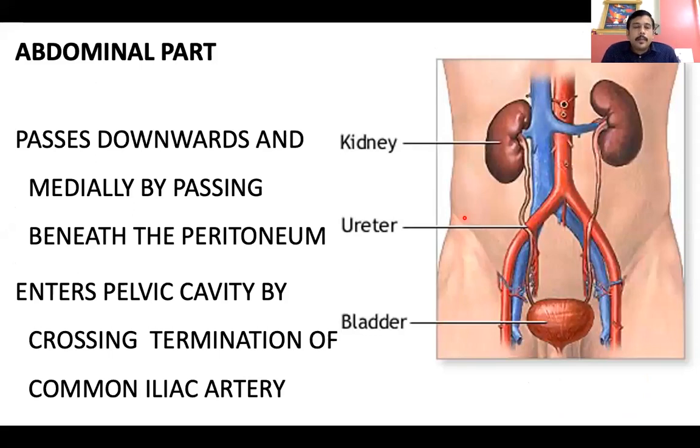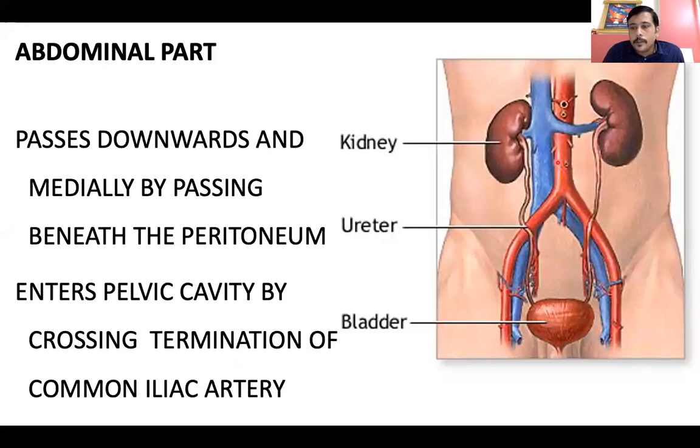Coming to the abdominal part of the ureter, its course is like it passes downwards and medially by passing beneath the peritoneum or behind the peritoneum. Enters pelvic cavity by crossing the termination of common iliac artery.